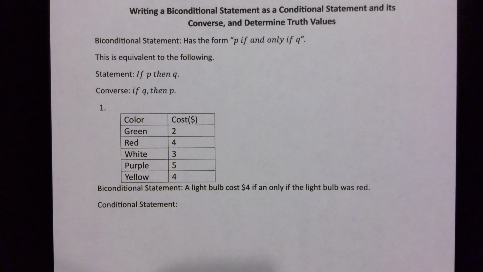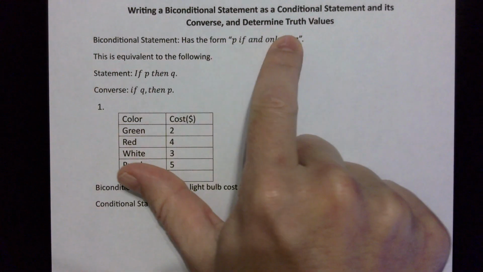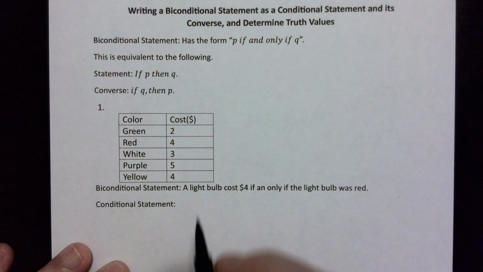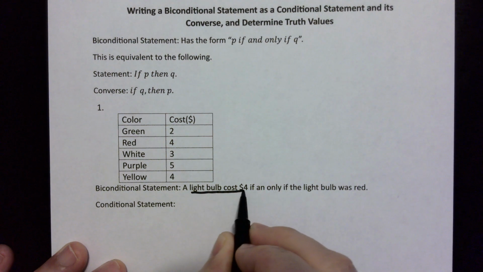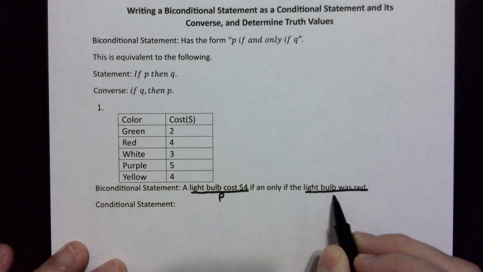It gives us a biconditional statement. It says a light bulb costs $4 if and only if the light bulb was red. So we want to make a conditional statement from that. Based on this, the conditional statement is: if P, then Q. This right here is P, and the light bulb was red is Q.